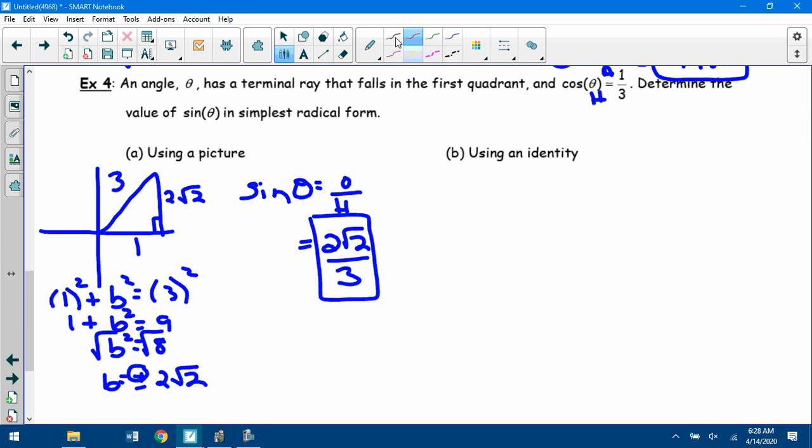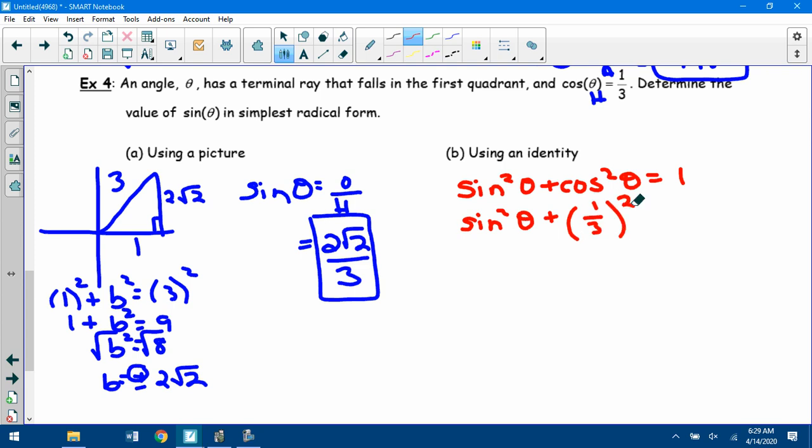Using the identity, again, I have cosine, I want sine. So the identity that relates those, sine squared theta plus cosine squared theta equals 1. Plug in what you know. You know cosine of theta is 1/3. So sine squared theta plus 1/3 squared equals 1. Sine squared theta plus 1/9 equals 1.